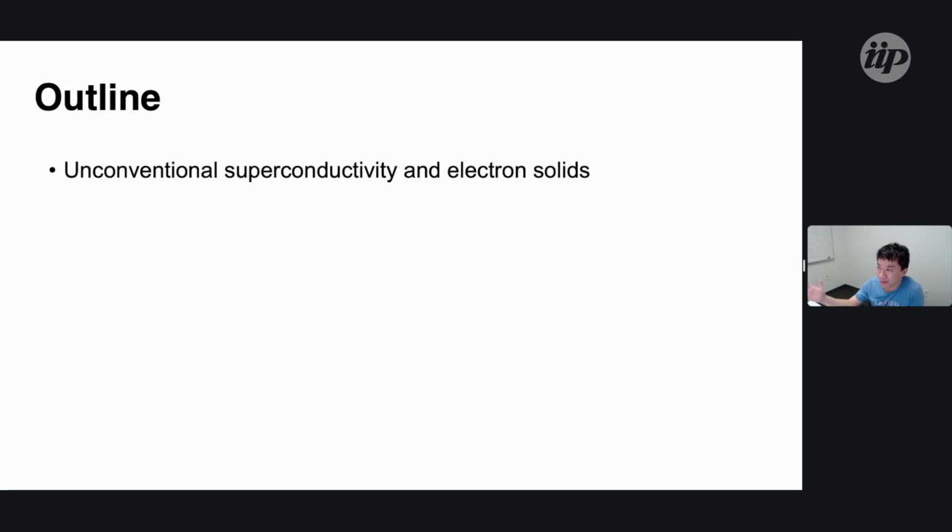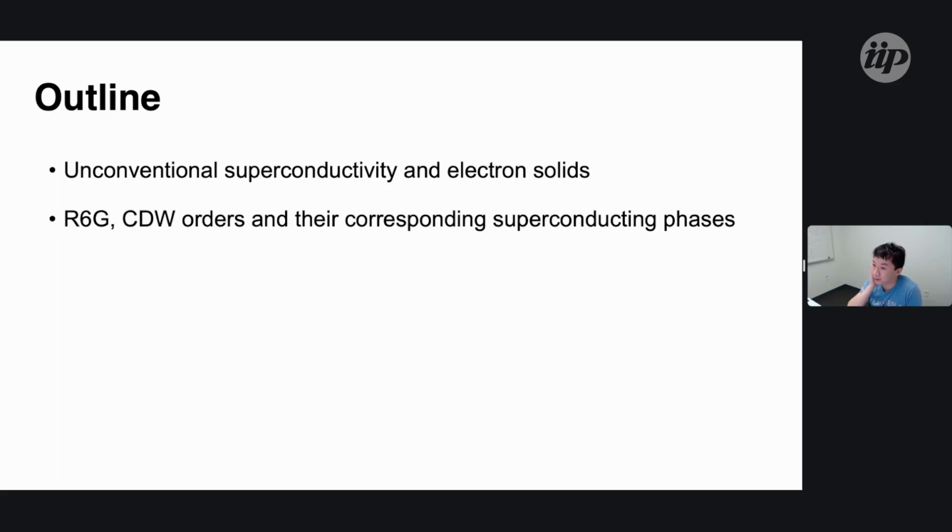Okay, so let me quickly go over the outline, right? I'll give a fairly brief introduction of the two concepts, unconventional superconductivity and electronic solid phases. And then I'll spend most of the talk talking about rhombohedral hexalayer graphene, and how we can use transport measurement to identify different types of CDW orders, and this very interesting observation that CDW orders have their corresponding superconducting phases.